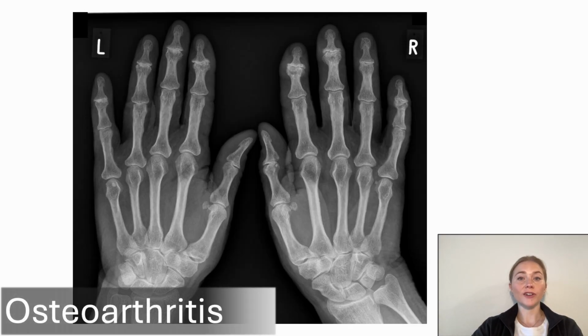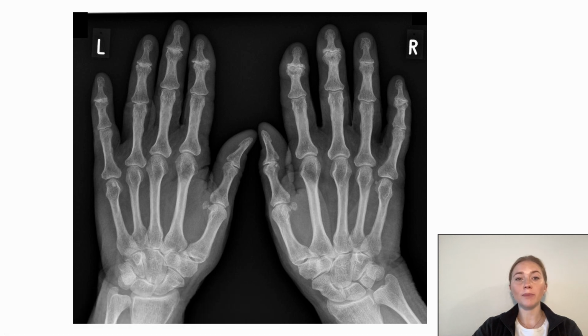While this course focuses on hand x-rays in an acute setting, it is also worth mentioning chronic changes that may be seen on x-rays so that we don't confuse them with acute pathology. Osteoarthritis is a very common degenerative condition with increasing prevalence with age. It is characterized by joint pain and stiffness, and commonly it affects the PIP joints, the DIP joints, and the thumb base, also known as the carpometacarpal joint.